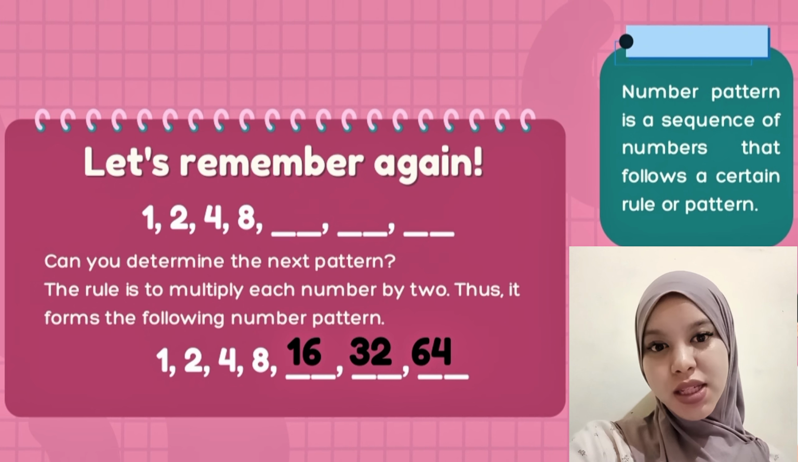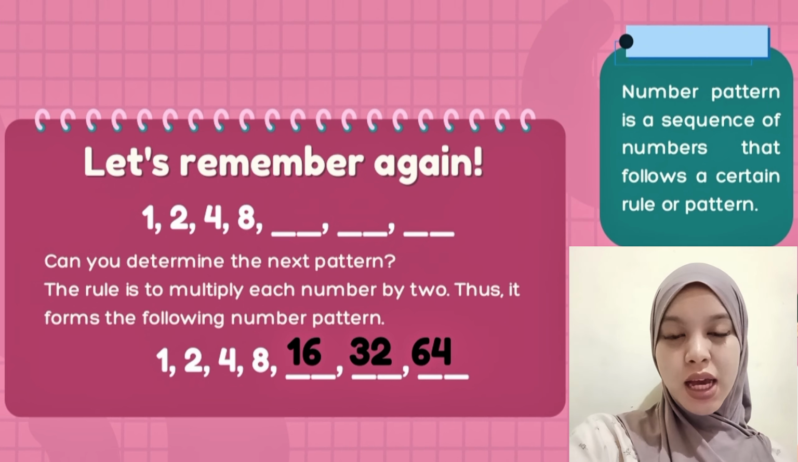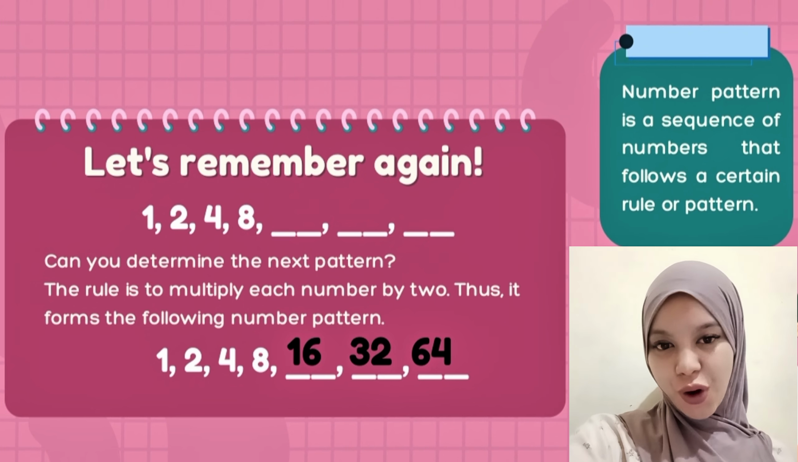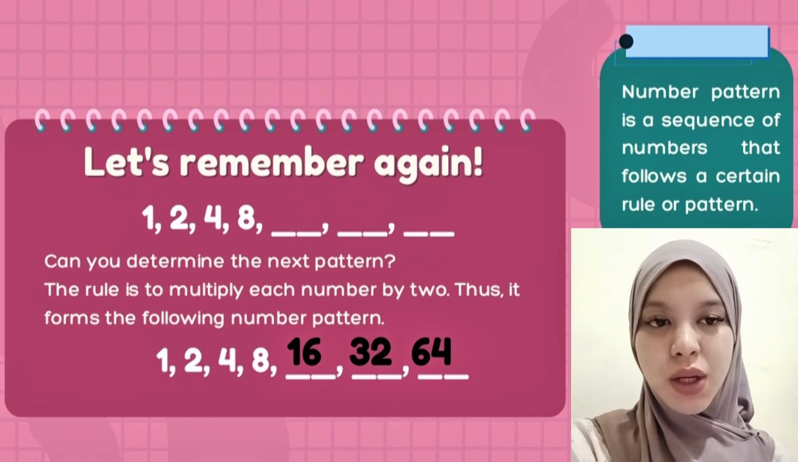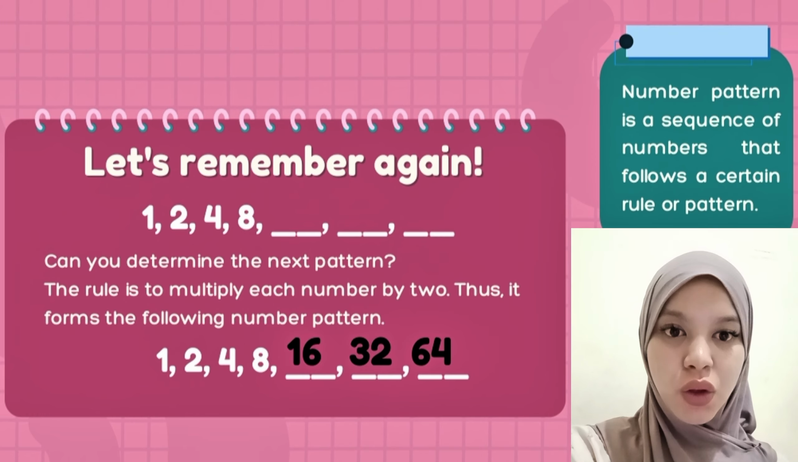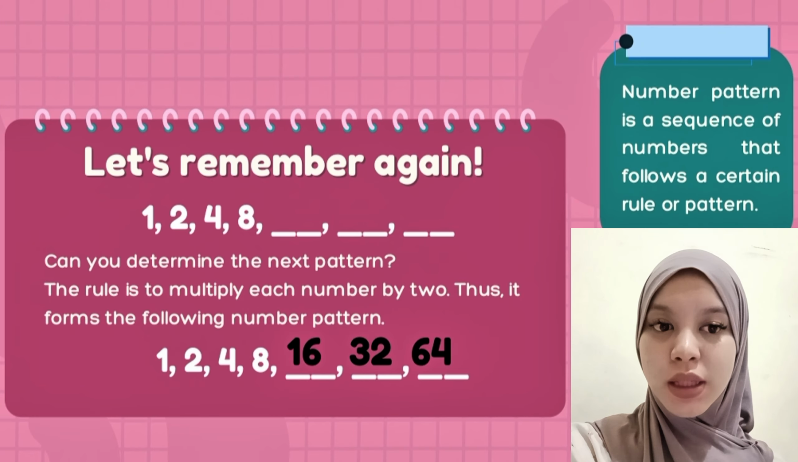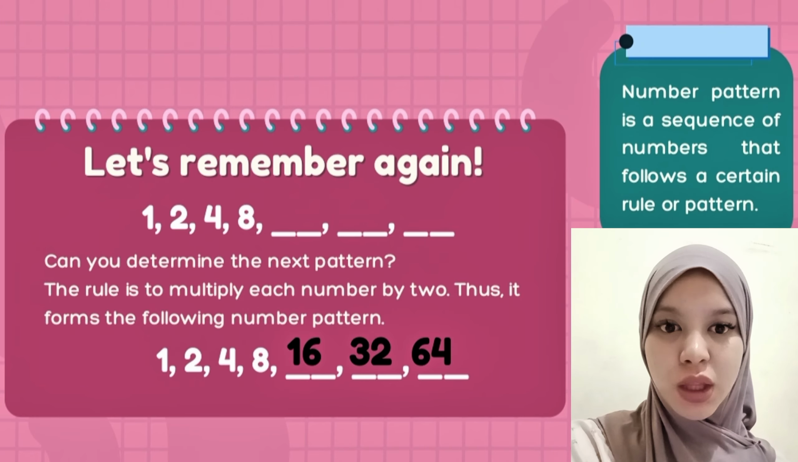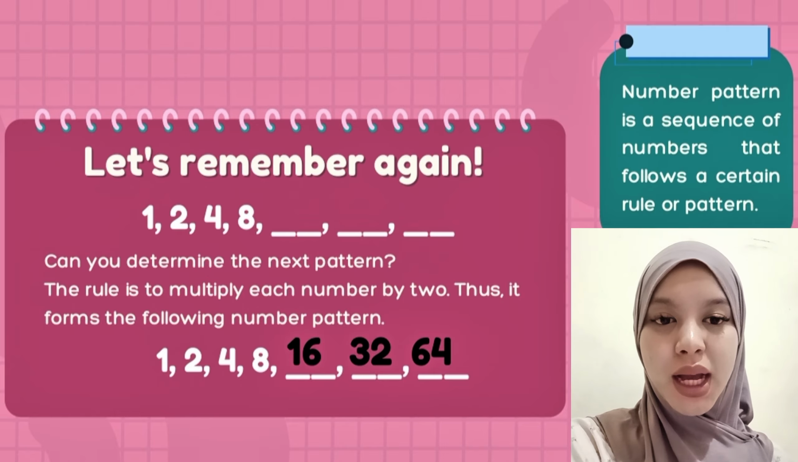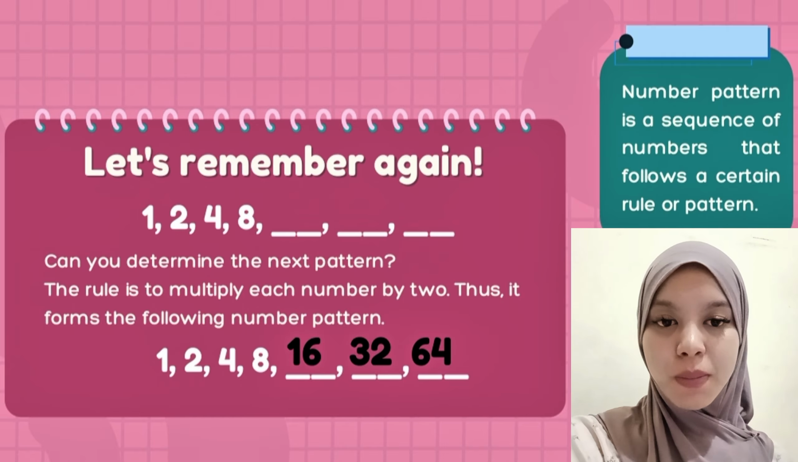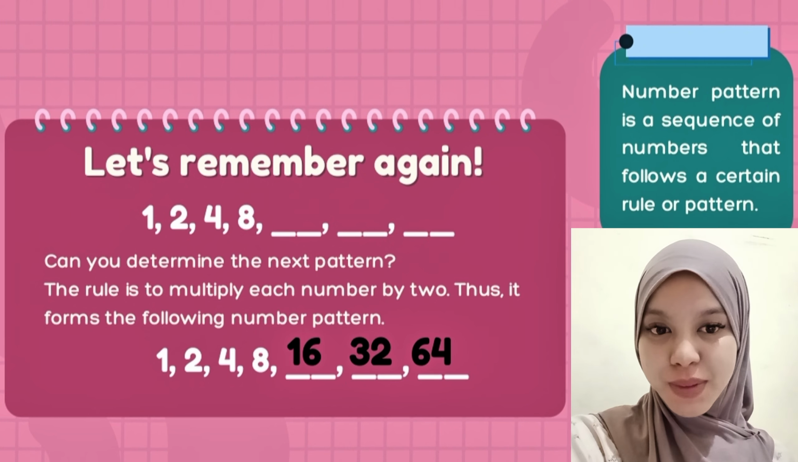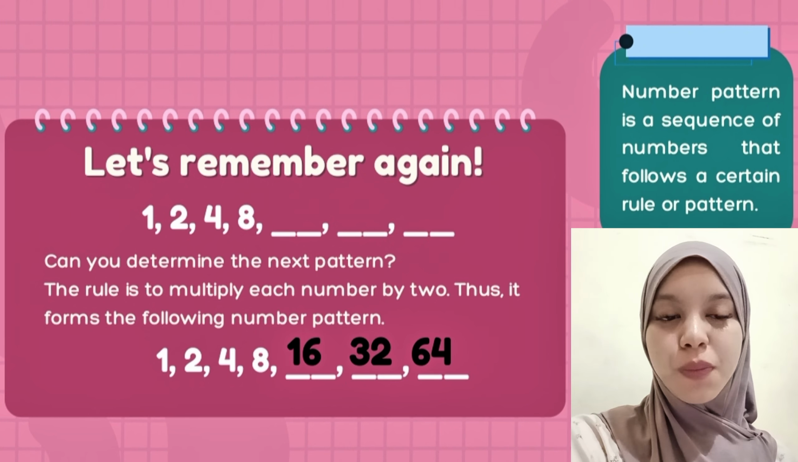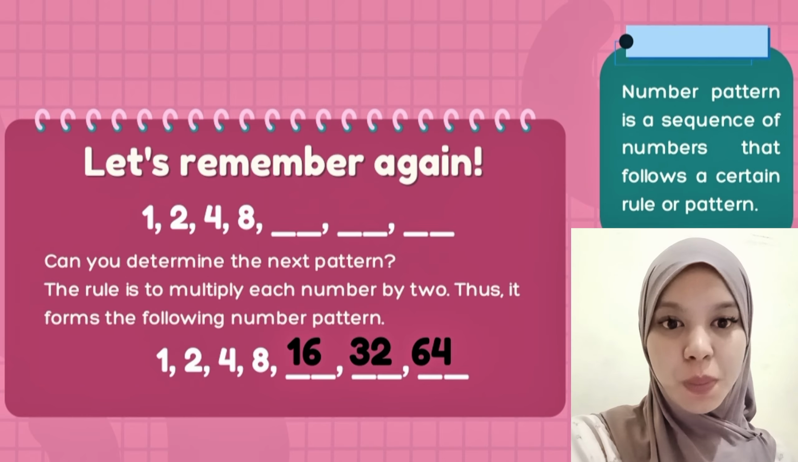Let's recall. Consider the following number sequence 1, 2, 4, 8. Can you identify the pattern in this sequence and write the next number, determining the pattern? To find the pattern, consider the relationship between two consecutive numbers. 1 to 2 multiplied by 2, 2 to 4 multiplied by 2, 4 to 8 multiplied by 2. It can be seen that each number is obtained by multiplying the previous number by 2.